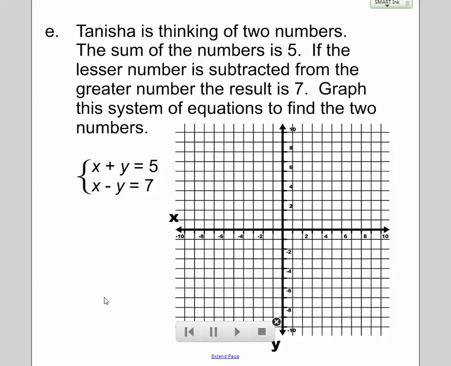Okay. So we're going to start graphing linear systems here. Don't worry about what it is, but we're just going to graph these two equations, and we're going to look for where they cross. Here we go. So the first equation has an x-intercept of 5. There it is. And it's also got a y-intercept of 5. So here's what that line looks like.